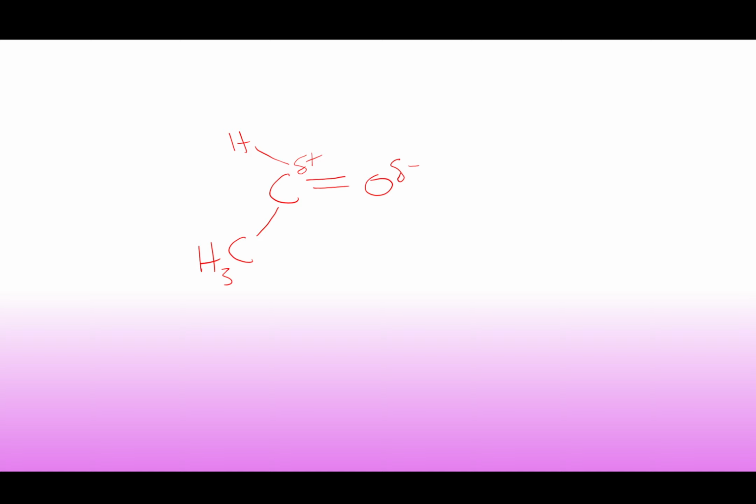All right. So polarity in this bond, right? Oxygen is more electronegative than carbon, so we're going to have a polar bond here. Oxygen is slightly negative, carbon is slightly positive. Right? This bond is weirdly placed. Let me draw it like this.